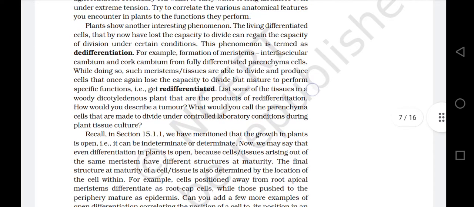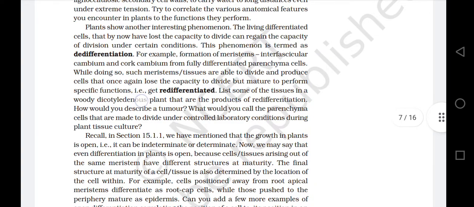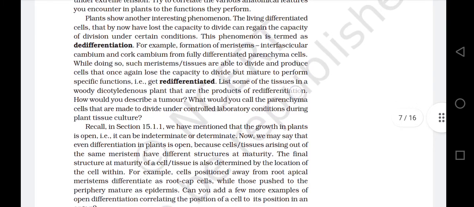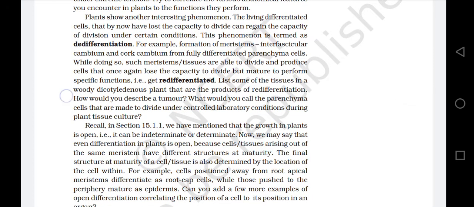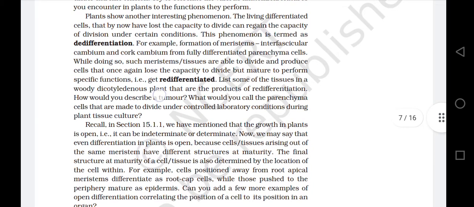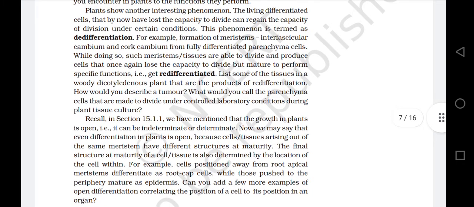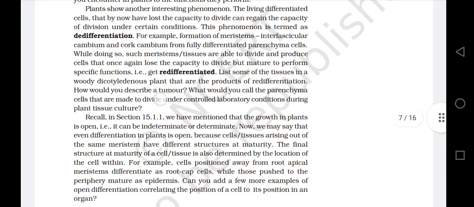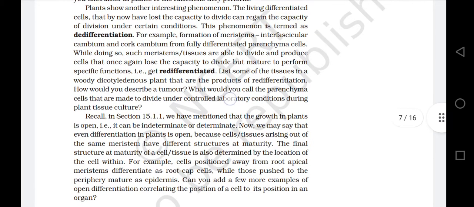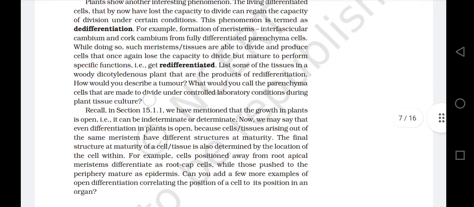List some of the tissues in a woody dicotyledonous plant that are the products of redifferentiation. How would you describe a tumor? What would you call the parenchyma cells that are made to divide under controlled laboratory conditions during plant tissue culture?